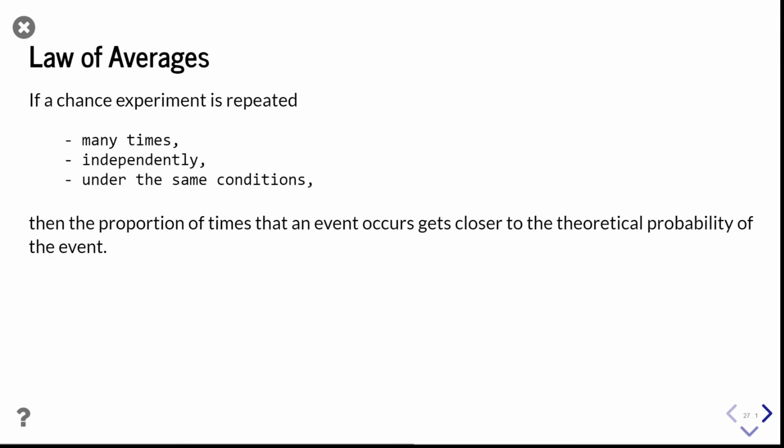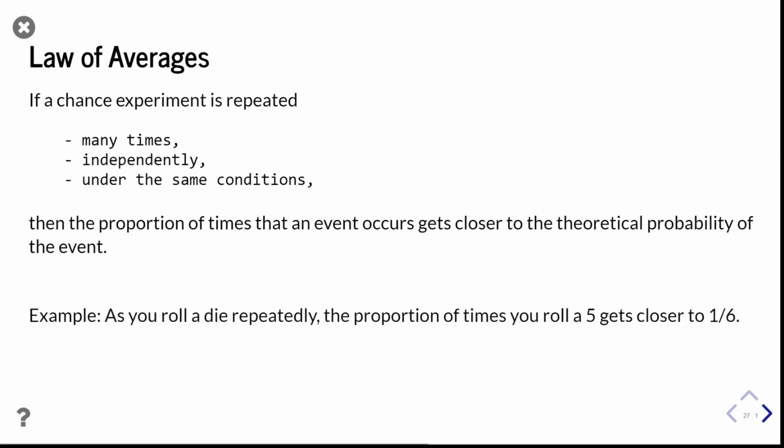So as I do this more and more times, my estimated probabilities converge to the true probabilities, if you will. As I roll a die repeatedly, the proportion of times you see a 5 gets closer and closer to 1 over 6. If I roll that die 10 times, it's not crazy to see the 5 four times out of 10, which would tell you that the probability is 40%, which it isn't.